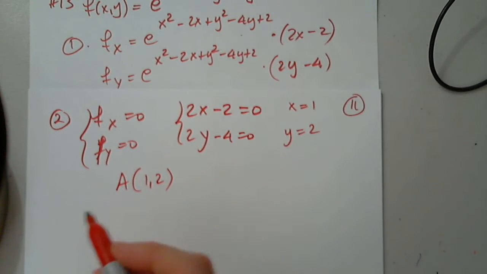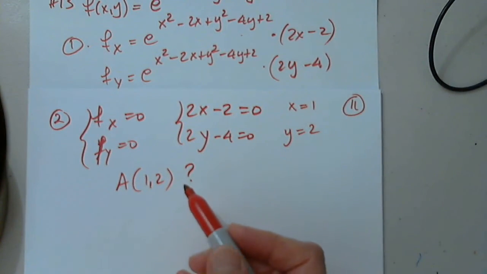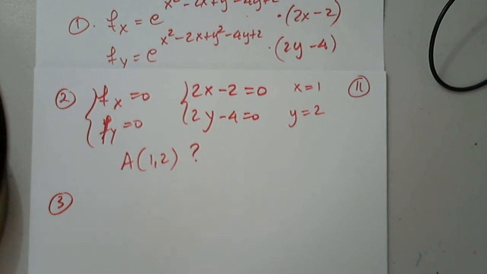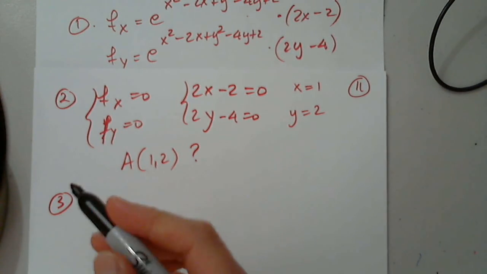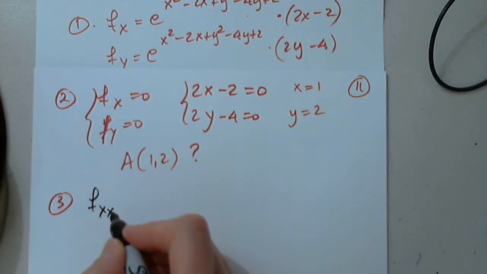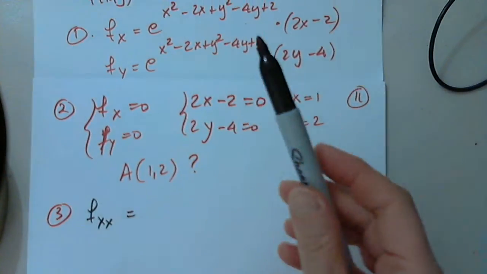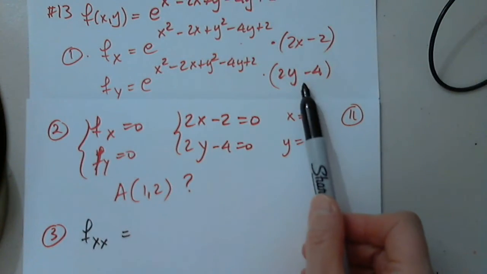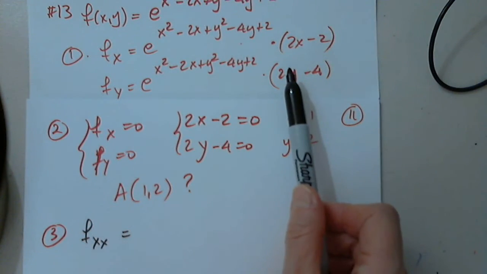Good. So that's our critical point. We don't know what this is because I have to conduct the D-test to show what this is. Okay, so I have to find fxx. This is a little more complicated because I have a product and I have to be very careful.